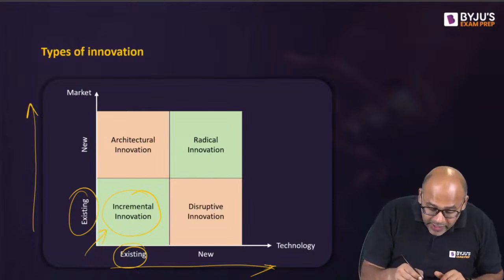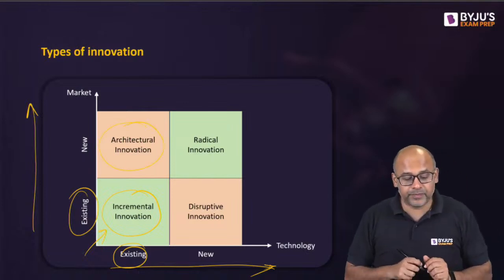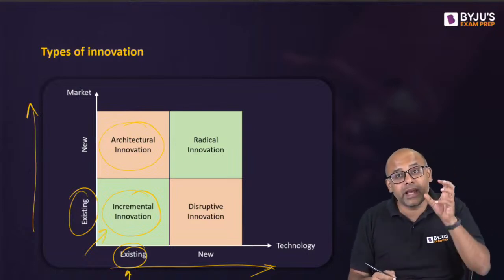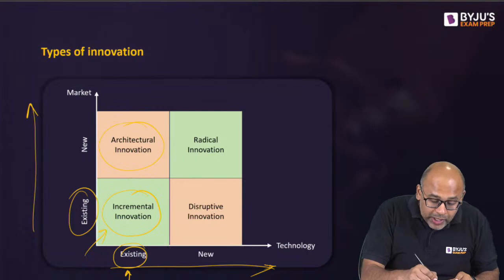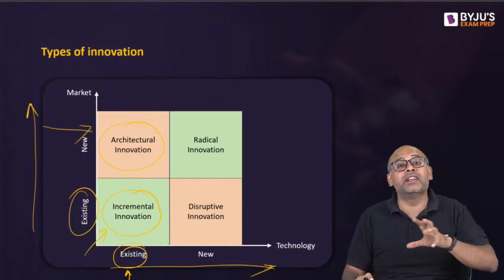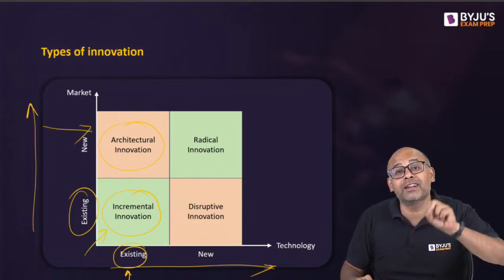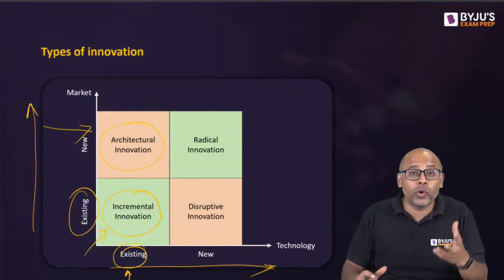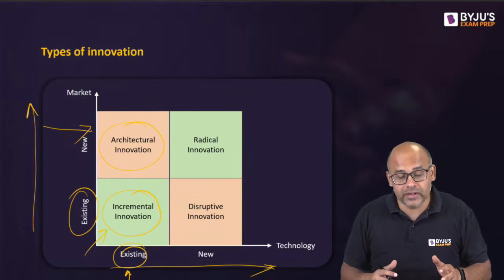Then you have something called architectural innovation. This is interesting. Here, if you notice, the technology exists, the same technology, but you are giving it to a market that did not exist, or you are taking it to a market that did not exist. This is called architectural innovation. Now, what is the meaning of architectural innovation?